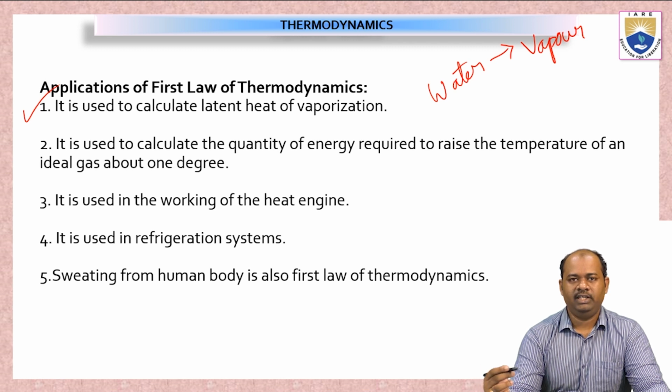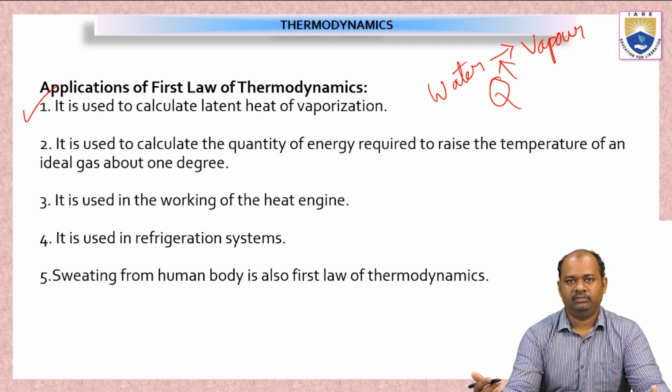So when the water is being converted into vapor, we have to calculate how much amount of heat is supplied in order to do the steaming process. So how much amount of heat we have to supply to this process for converting water into vapor. So this heat is calculated by using the first law of thermodynamics. So how much amount of energy is supplied to the water is calculated with the help of the first law.